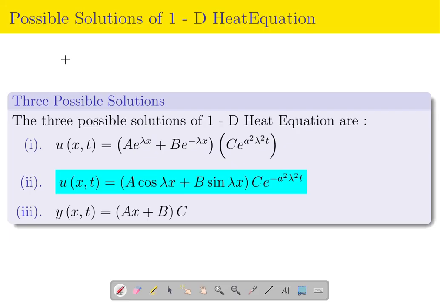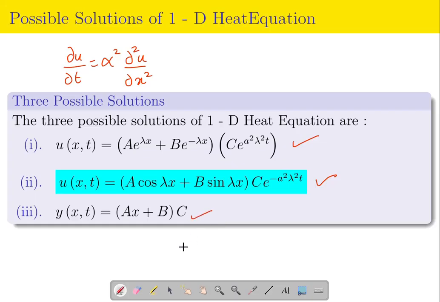The one-dimensional heat equation is nothing but ∂u/∂t = α² ∂²u/∂x². So this is the one-dimensional heat equation. When we solve the one-dimensional heat equation, we get three possible solutions. So these are the three possible solutions.